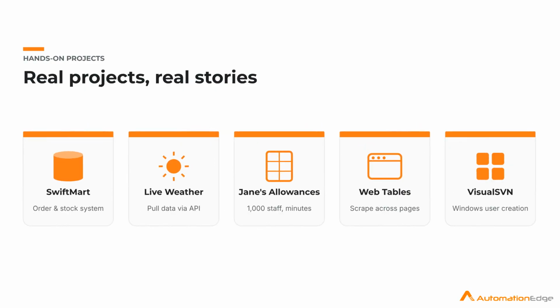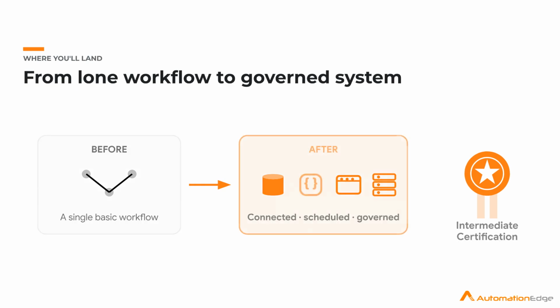Everything is built around real-world stories. You will help SwiftMart manage orders, pull live weather data, process high-volume staff spreadsheets, scrape web tables, and automate Windows applications. By the end, you will have built secure, connected, production-ready automations. You can then complete the intermediate certification to validate your learning and showcase your expertise.